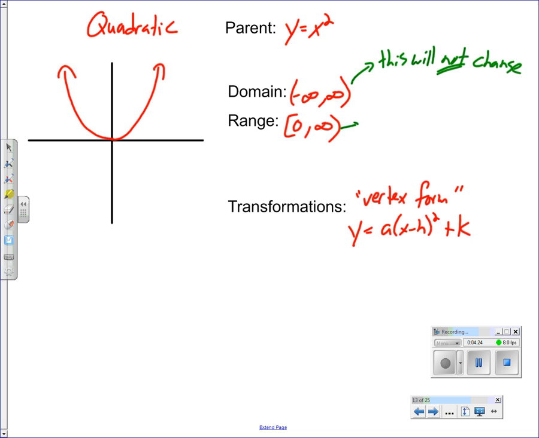The range will change with transformations. If we reflect over the x-axis, or if we shift vertically up or down, that's going to change our range. So we're never going to change our domain for quadratic, but the range will change depending on what kind of transformations we have going on with the function. So that's everything really with quadratic we talked about with the graph.